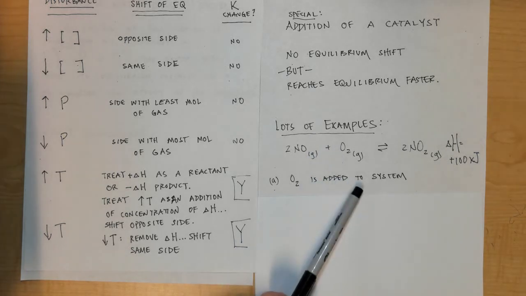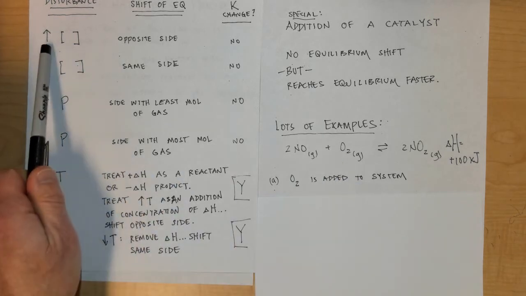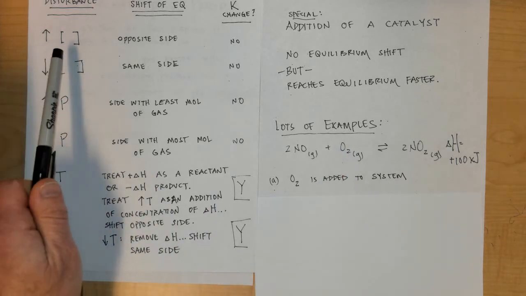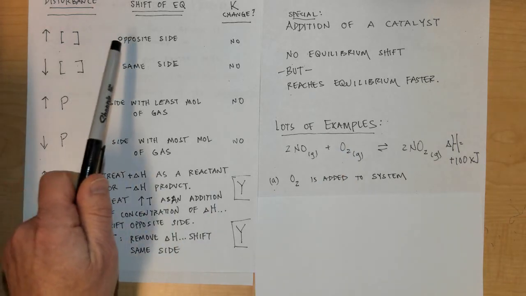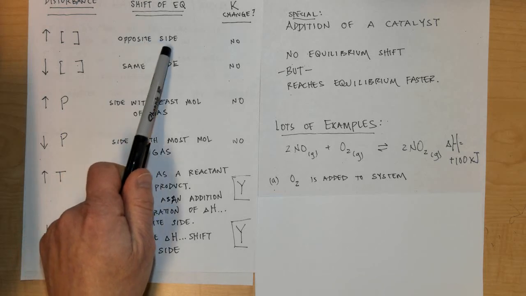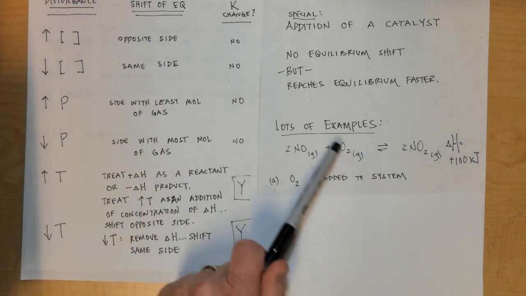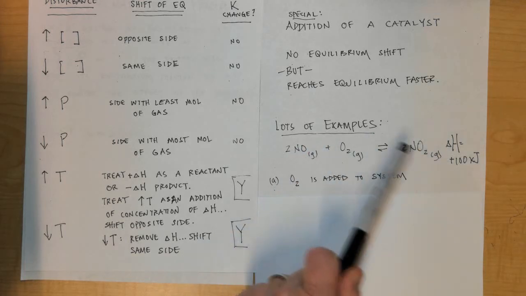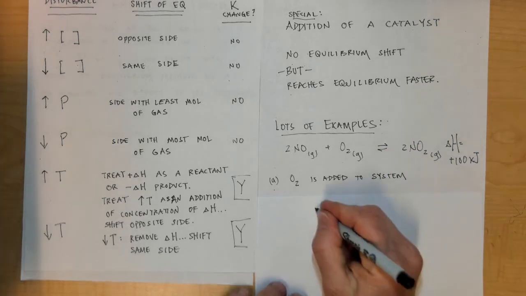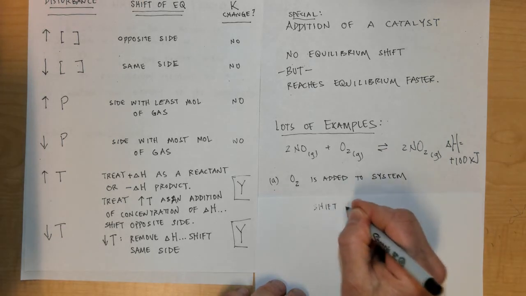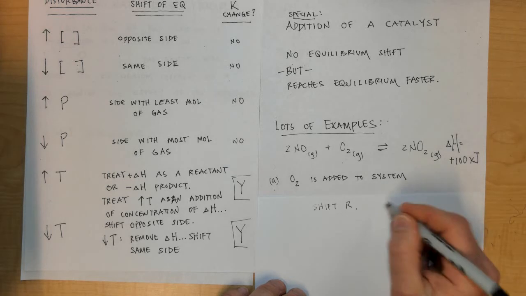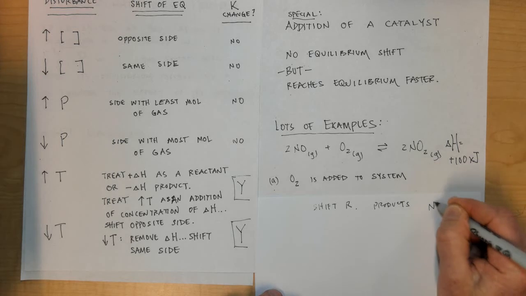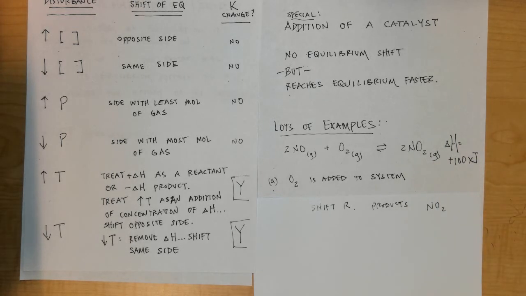If I add O2 to the system, I am increasing the concentration of oxygen. If I increase the concentration of something, the shift in equilibrium would cause it to go to the opposite side. And so if I add some of this O2, it should shift to the right, or there should be more products. My answer for letter A would be shift right, or I could say produces more products, or I could say makes more NO2. Any one of those answers is okay.